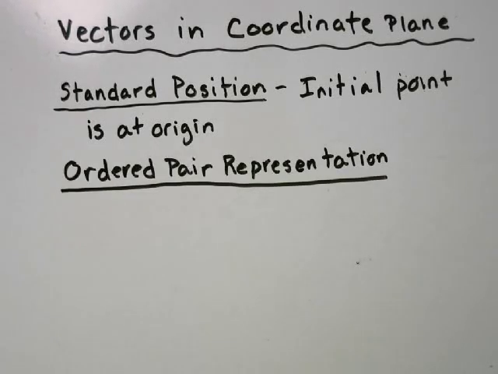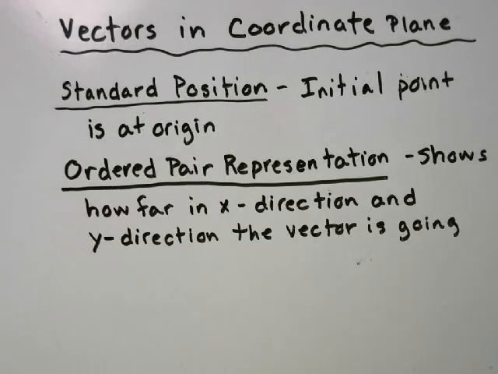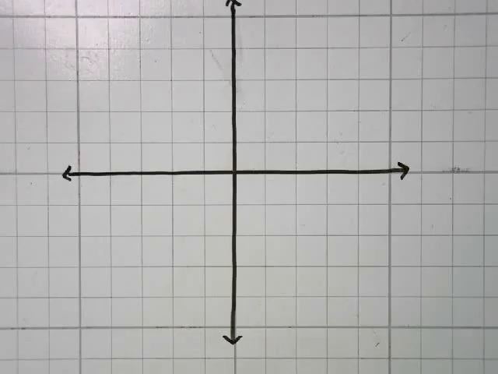The ordered pair representation. The ordered pair representation shows how far in the x direction and the y direction that the vector is going. So I'm going to graph some vectors on this coordinate plane, and then we'll go back to the definitions.